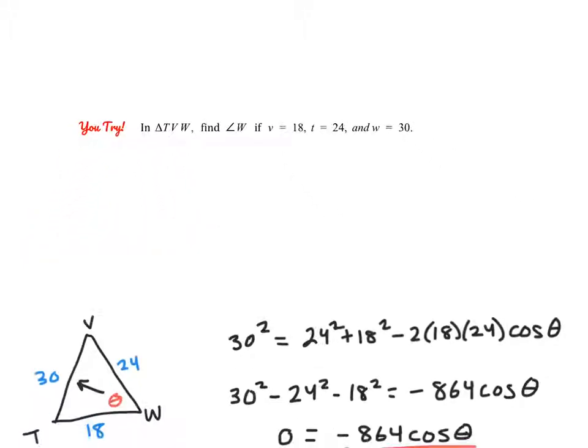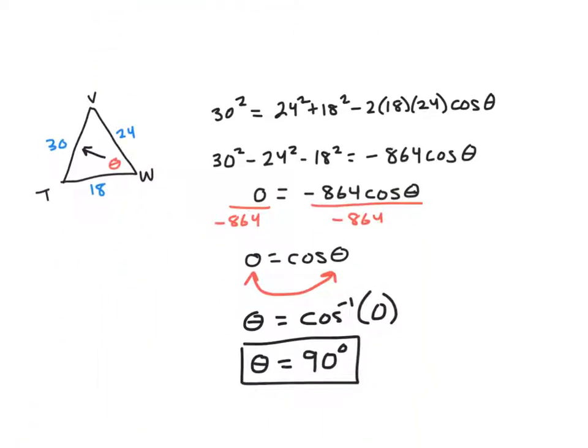Okay, here we go. So here we're trying to find this angle, so we're going to use this side as the left side value of our formula. So 30 squared equals 24 squared plus 18 squared minus 2 times 18 times 24 times the cosine of theta. These I both subtracted to the other side before I simplified. Now 30 squared minus 24 squared minus 18 squared is actually 0. It's okay to have 0 in your equation. I'm still trying to isolate cosine of theta. Remember, that's our goal, is to isolate cosine of theta.